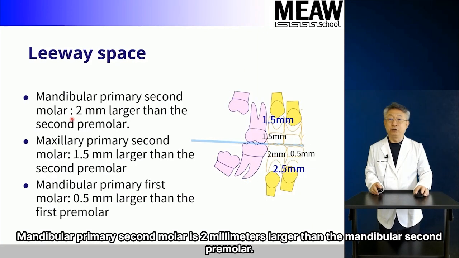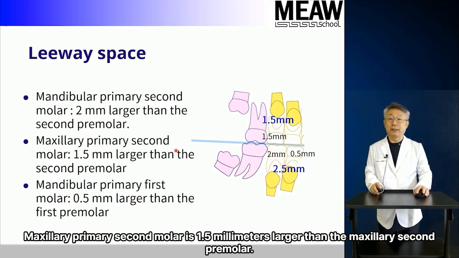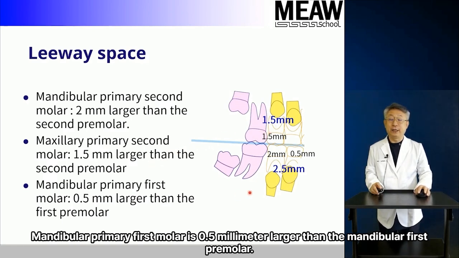Mandibular primary second molar is 2 millimeters larger than the mandibular second premolar. Maxillary primary second molar is 1.5 millimeters larger than the maxillary second premolar. Mandibular primary first molar is 0.5 millimeter larger than the mandibular first premolar.